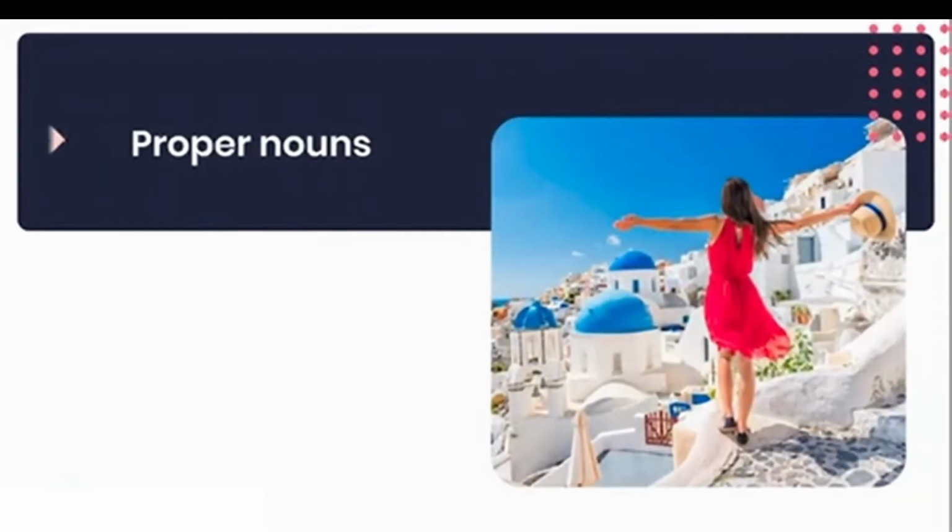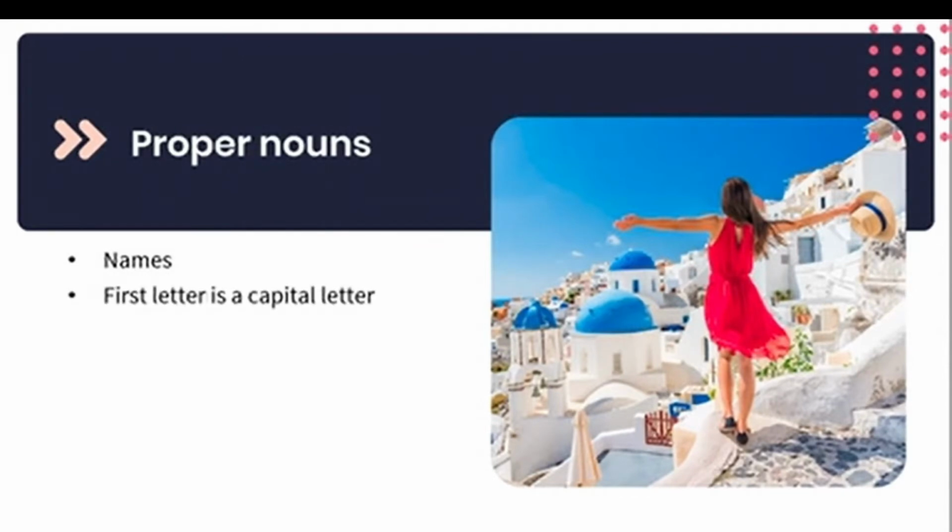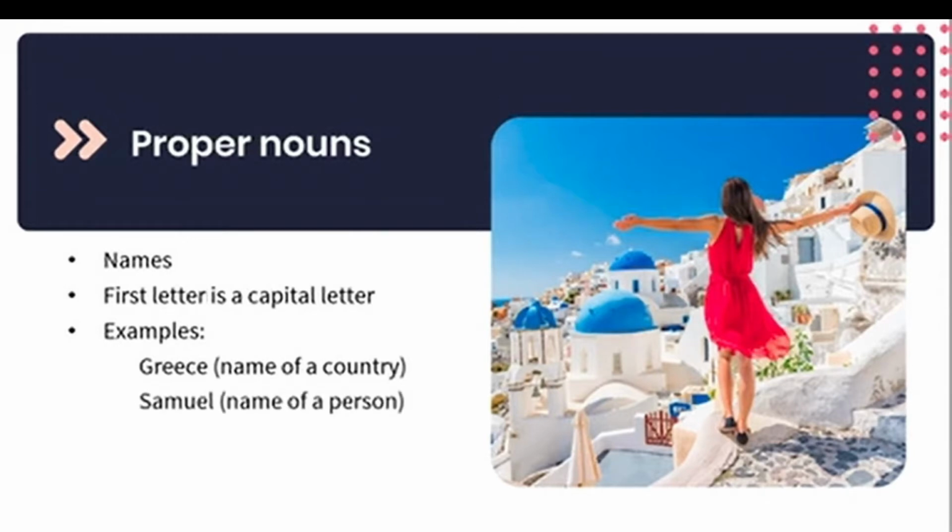Next, we have proper nouns. Proper nouns are the names we have for things. The first letter of a proper noun is usually a capital letter. For example, Greece. Greece is the name of a country. Another example is Samuel. Samuel is the name of a person. Any name you give a generic object, a place, a person, or an animal is a proper noun.